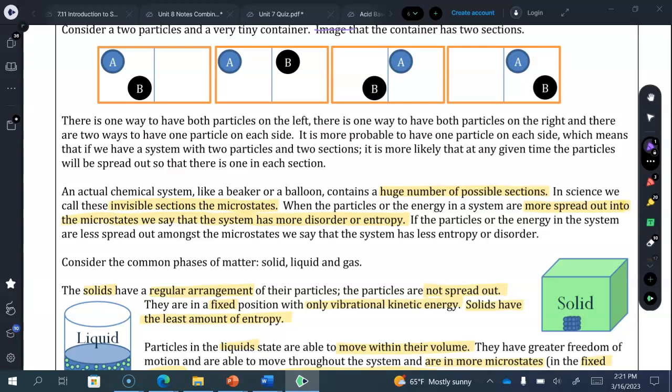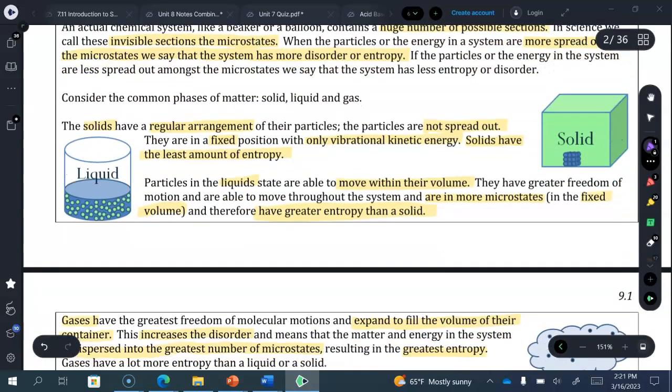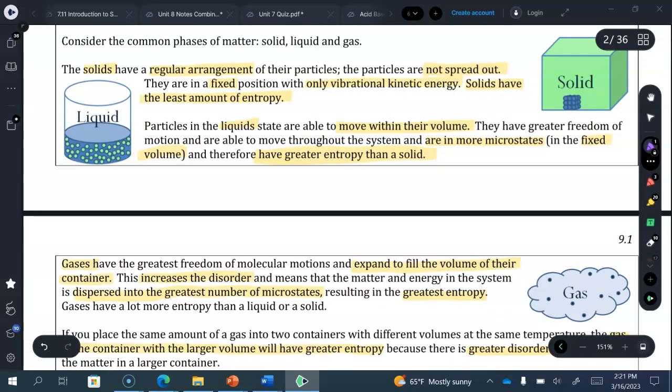Consider the common phases of matter: solid, liquid, and gas. The solids have a regular arrangement of their particles. The particles are not spread out. They are in a fixed position with only vibrational kinetic energy. So that means that they sit in one spot and they fidget. Solids have the least amount of entropy, and we see that over here, right? They stay in one spot. It is a very ordered, repeating pattern, so they have very little entropy.